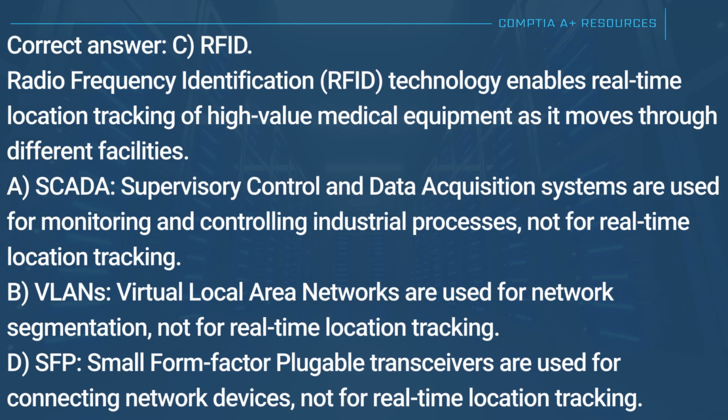Correct answer, C. RFID. Radio frequency identification, RFID, technology enables real-time location tracking of high-value medical equipment as it moves through different facilities. A. SCADA, supervisory control and data acquisition systems, are used for monitoring and controlling industrial processes, not for real-time location tracking. B. VLANs, virtual local area networks, are used for network segmentation, not for real-time location tracking. D. SFP, small form factor pluggable transceivers, are used for connecting network devices, not for real-time location tracking.